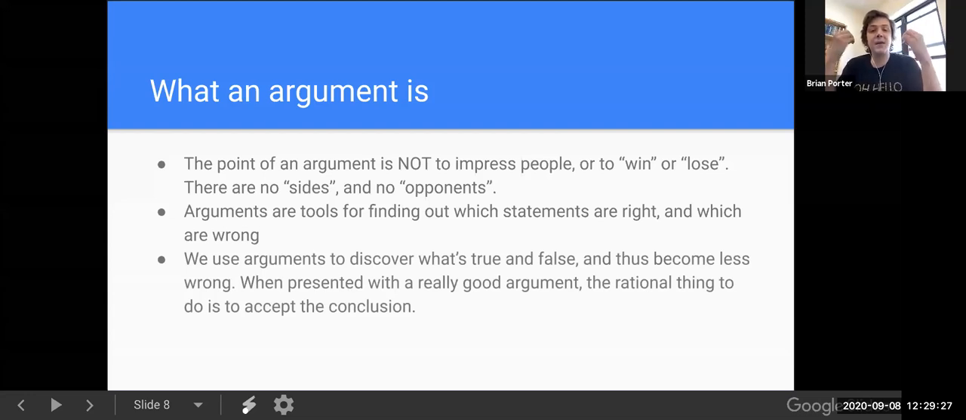We use arguments to discover what's true and false. And so we have to be able to recognize and respect good arguments when we see them. Because then we can use them to become less wrong. We can be wrong less often. We can have more true beliefs if we're careful about looking for good arguments and believing things once we have good justification, once we have good arguments. When presented with a really good argument, the only rational thing we can do is to accept the conclusion.